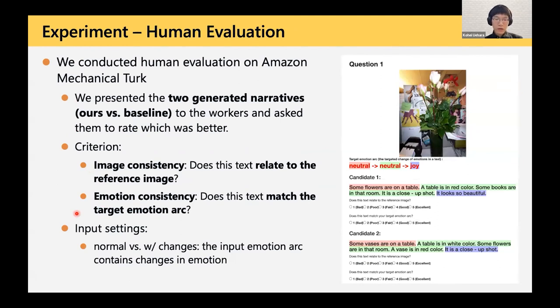Also, we conducted human evaluation on Amazon Mechanical Turk. We presented two generated narratives to the workers and asked them to rate which one was better. The criteria we presented to the workers were about image consistency and emotion consistency. And about input settings, we compared normal settings and change settings, where the input emotion contains changes in emotion.